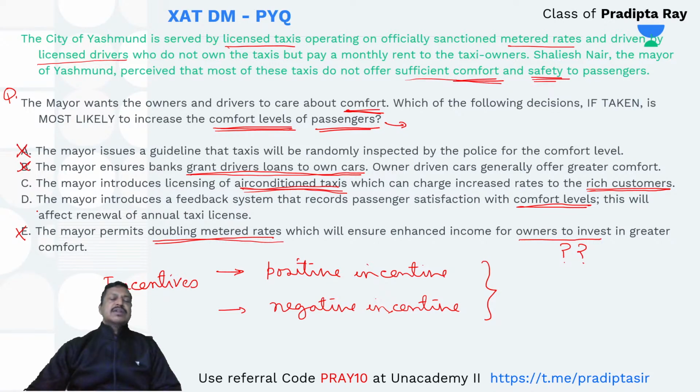So out of C and D, what can be the best possible one? D is where feedback is taken and the action is also given, that it affects the renewal of the annual taxi license. And C is talking about the mayor introducing licensing of air-conditioned taxis, which can charge increased rates to the rich customers. So it is only talking about rich customers, not all the passengers. So out of these two, I can very well say C can be eliminated and D can be a possible answer.